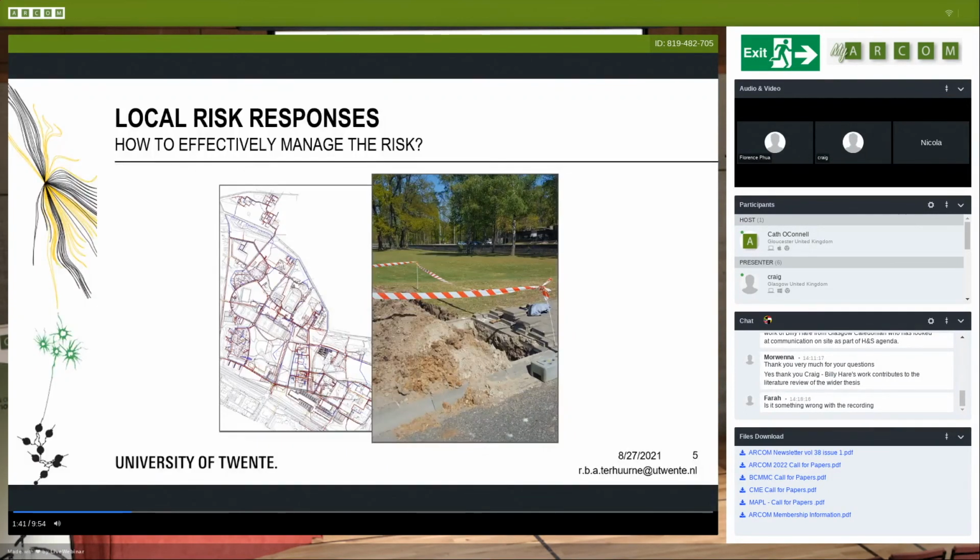To manage the risk of excavation damage, one needs to know where the utilities are located. Therefore, utilities are typically exposed via so-called trial trenches to visually inspect the utilities' whereabouts. As you can see on the slide, a trial trench has also one big problem, and that is that they only provide a local measure at the point where the trench is dug.